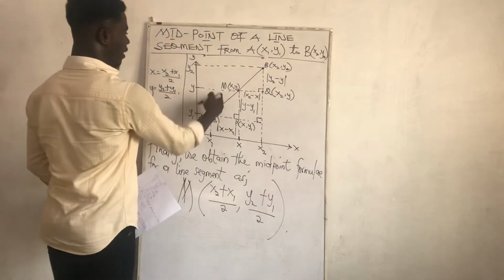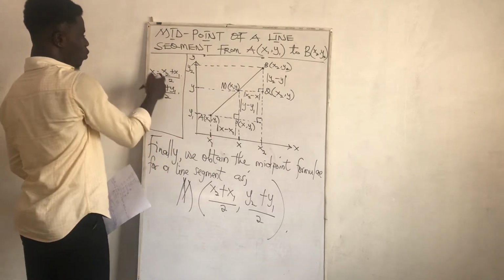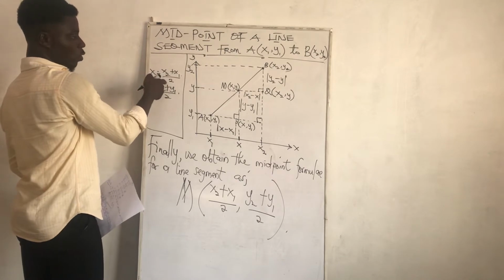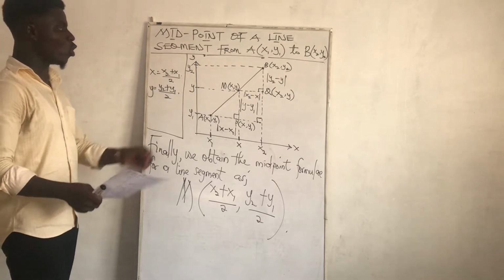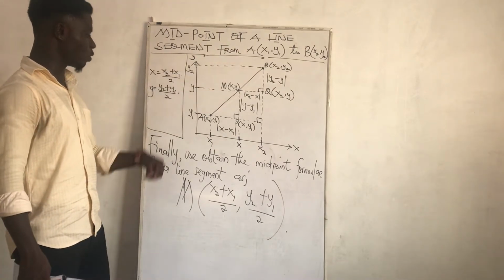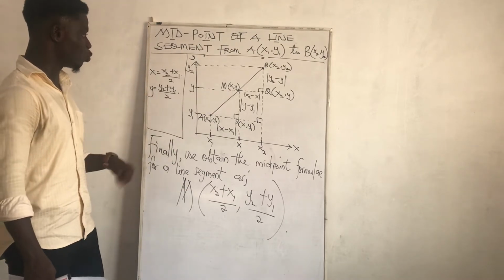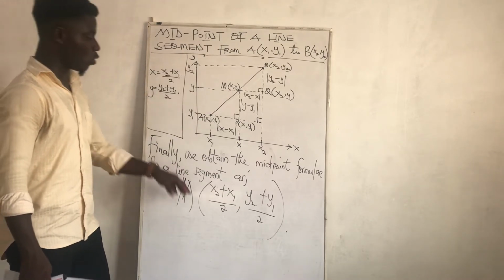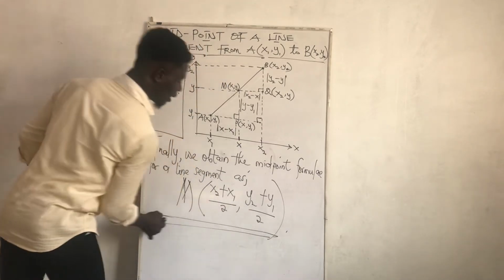So from the diagram, you can see that M is (x, y). And you know that x is x2 plus x1 all on 2, then y is y2 plus y1 all on 2. So in place of x, we substitute x2 plus x1 all on 2 as shown. Then in place of y, we substitute y2 plus y1 all on 2. So finally we get the midpoint formula as that.